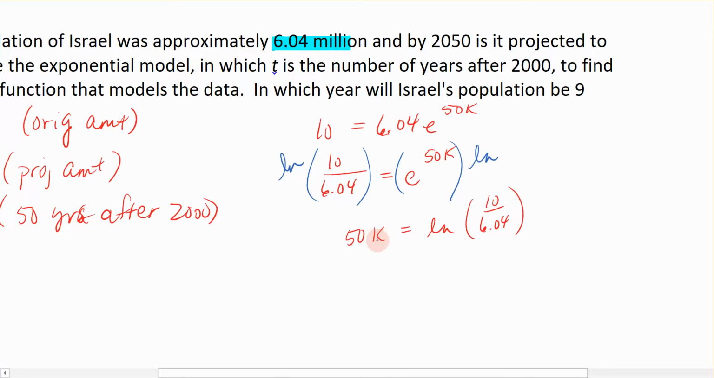Now I'm still trying to solve for the variable k, so I'm going to divide both sides by 50. So I have the natural log of 10 divided by 6.04, divided by 50, and I need to know what is the decimal value for this expression right here. So we're going to put this into the calculator.